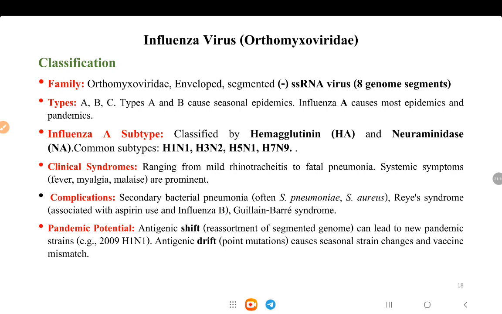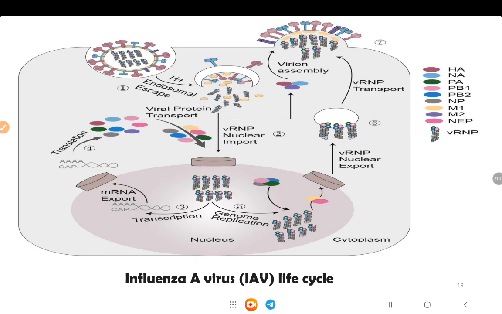The pandemic potential of these viruses depends mainly on genetic shift, which is rearrangement of the segmented genome, which can create new pandemic strains. Genetic drift causes seasonal strain change and vaccine mismatch to the strain, which is new every year. That makes this virus very difficult to control. Here in this slide you can see the life cycle of influenza A virus.